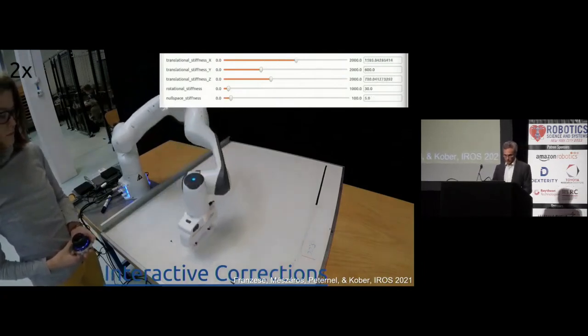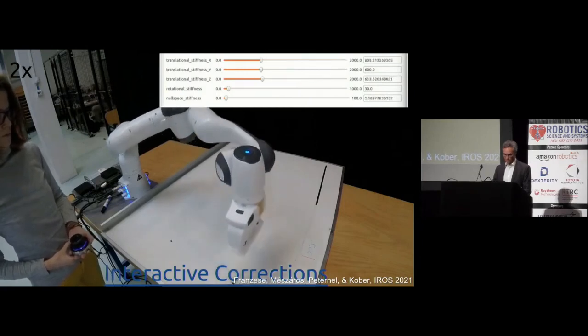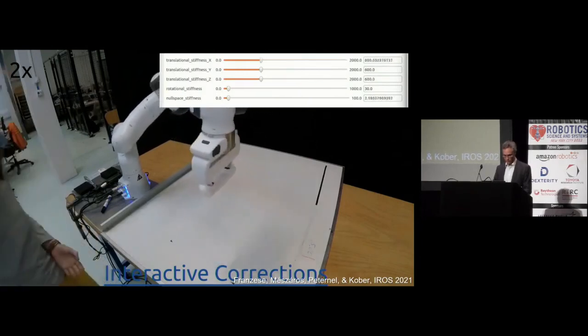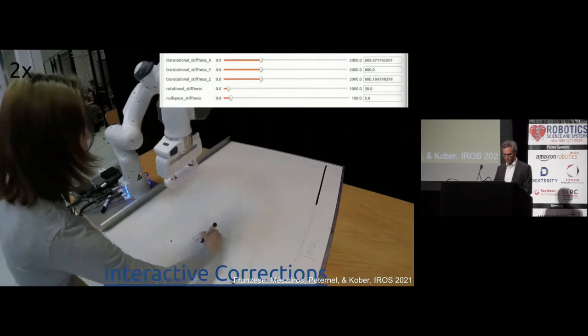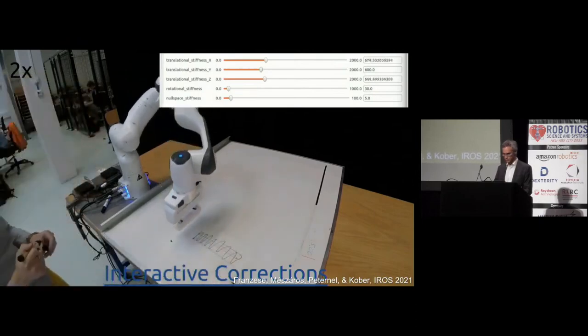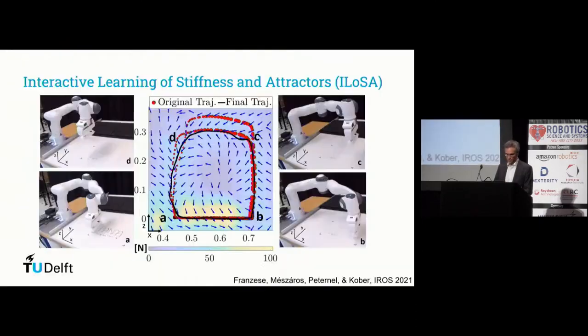And then with just one little correction, it can learn that, and now you're going to see a validation that it actually learned to do that. What we learn here is attractor fields represented as Gaussian processes, both for the stiffness and the trajectory. You see the original trajectory in red, the final trajectory in black, and the background tells you how much force it applies.